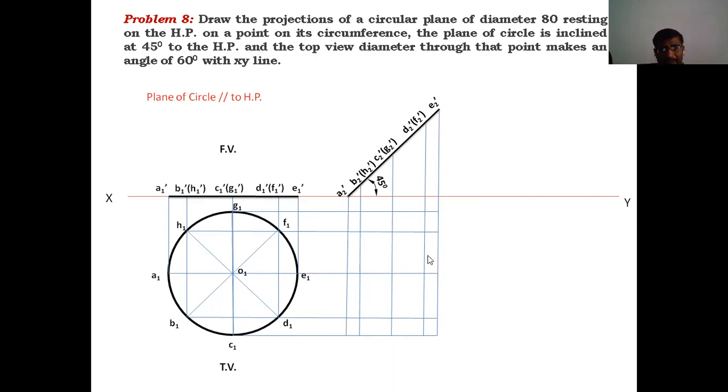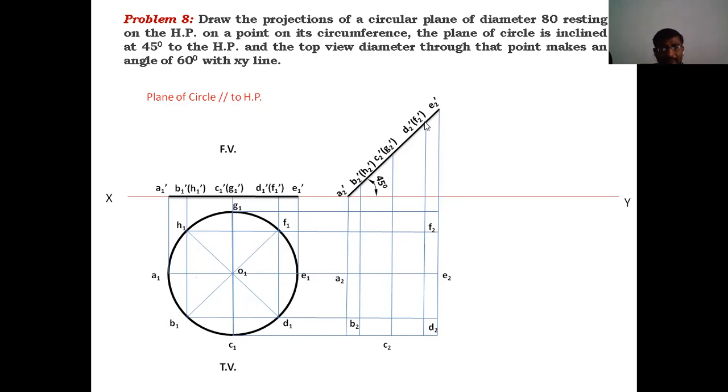After getting the intersection points, locate the intersection points as A2. That is the intersection point between the line A2 dash and A1. The intersection point B2 is the line coming from B2 dash and B1. C2 is the point of intersection between C2 dash and C1. D2 is the point of intersection between D2 dash and D1. E2 is the intersection point between the E2 dash line and E1 line.